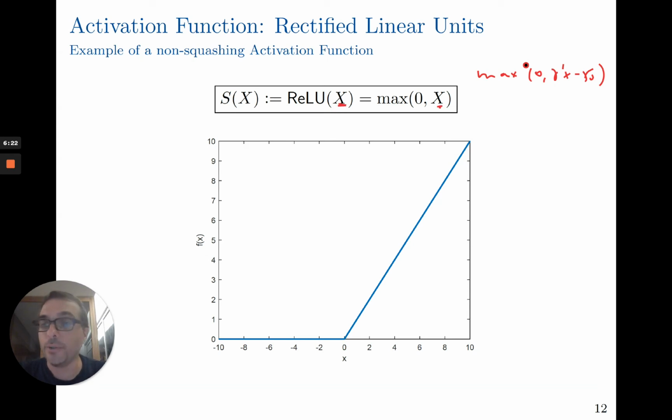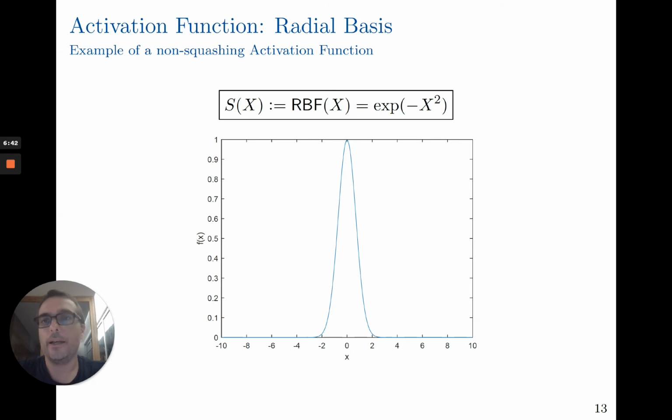Okay? And good news, this is also a very powerful basis function. As you're going to see, it has the property of being a universal approximator. So you can use linear combinations of ReLUs to approximate very general nonlinear functions. And another non-squashing activation function is the radial basis, which is basically this bell shape of Gaussian distributions.